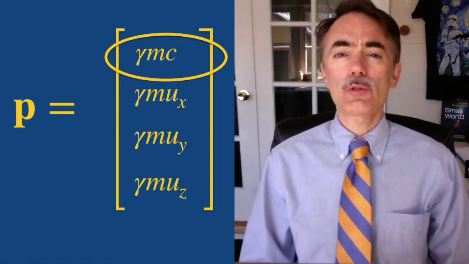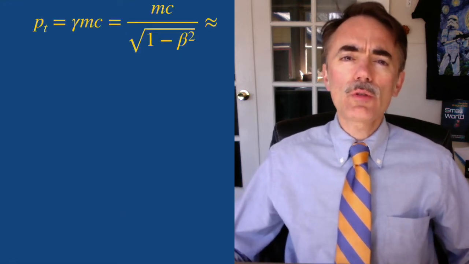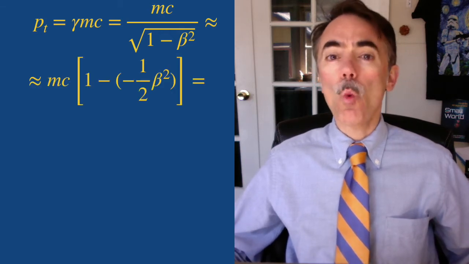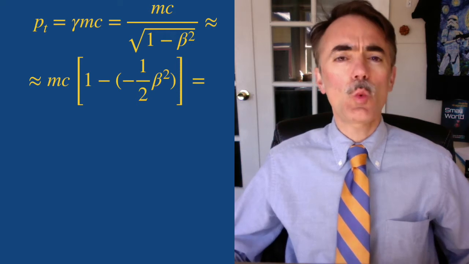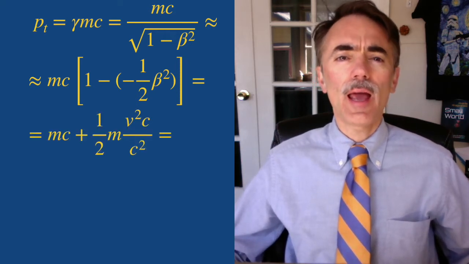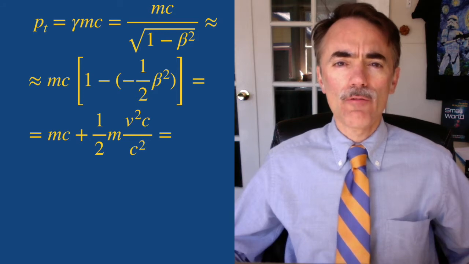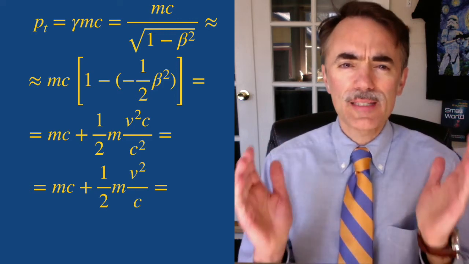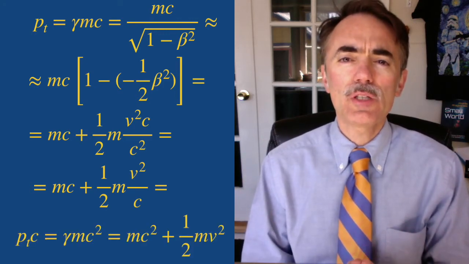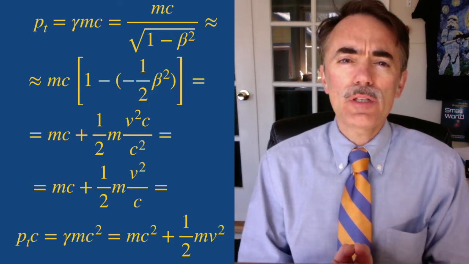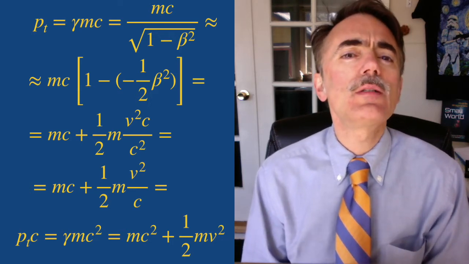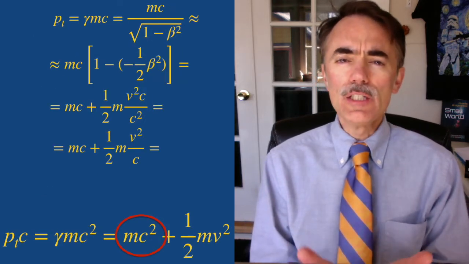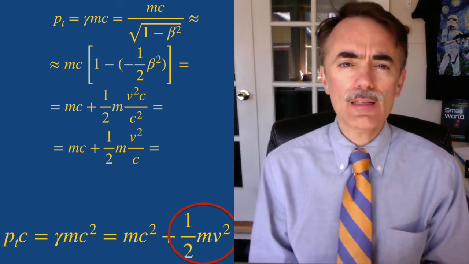Let us expand this expression in a Taylor series. The square root can be approximated for small velocities as gamma mc equals mc times 1 minus negative 1/2 of beta squared, which is approximately mc plus 1/2 of v squared times c over c squared. Now let me multiply everything by c, and we get that gamma mc squared is equal to mc squared plus 1/2 of mv squared. This first term is the rest energy, the energy of the particle at rest, that is due to its mass. The second term is the classical kinetic energy.